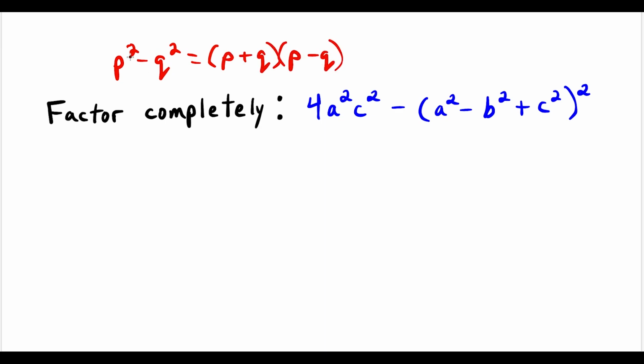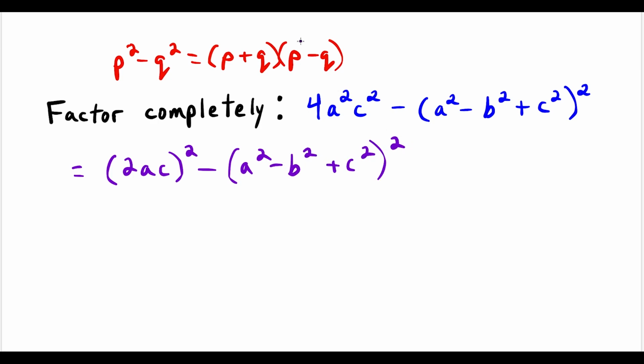Now, normally this formula will say a squared minus b squared, but we have a lot of a's and b's showing up here, so I'll use p and q. So now to get this started, I want to rewrite this first term as (2ac) to the second power minus, and then I'm just going to rewrite the second part. We have (a squared minus b squared plus c squared), and then all of this squared.